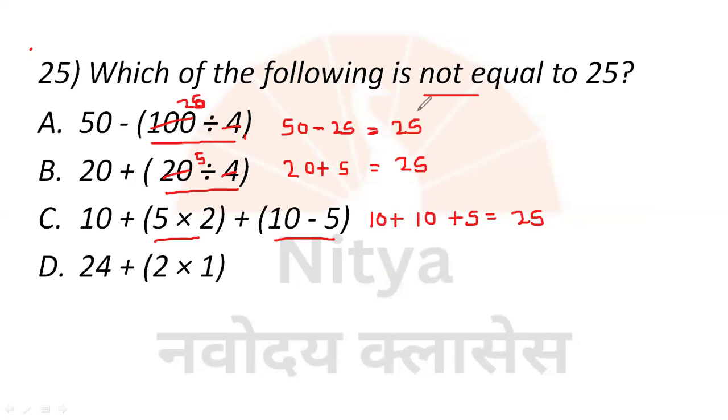So the question is which of the following is not equal to 25? See the last option also, 24 plus 2 ones are 2. So 24 plus 2 is 26. So see here, these are all 25, but this is 26, no? It is not equal to 25. Okay, 26 is not equal to 25. So option number D is the answer.